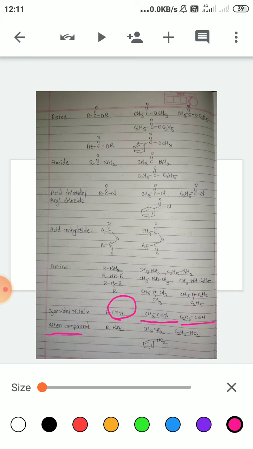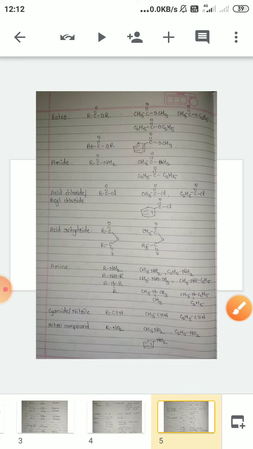And the last one is nitro compounds. The compounds containing the NO2 group are called nitro compounds. For example, CH3NO2 and C2H5NO2, that is methyl nitrate and ethyl nitrate. And here, in nitrobenzene, the NO2 group is attached to a benzene ring, and therefore it is called nitrobenzene.